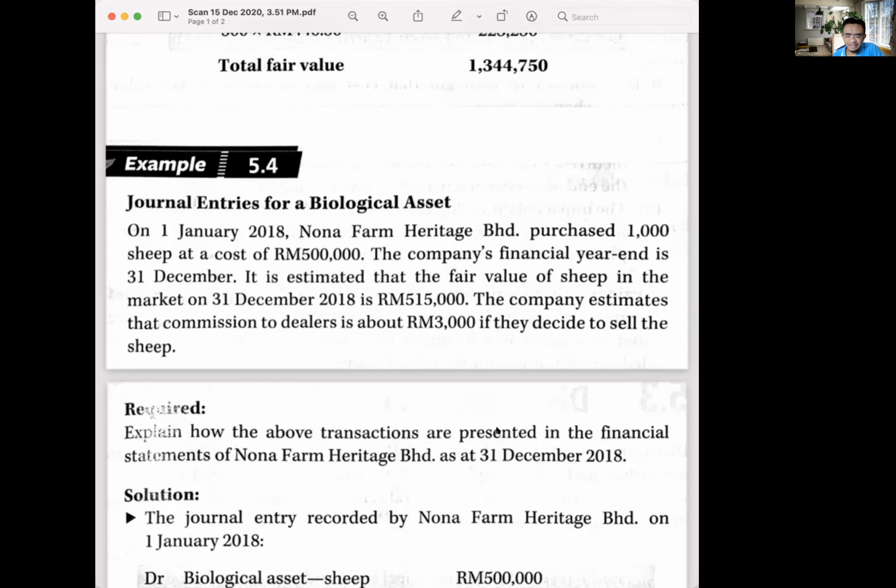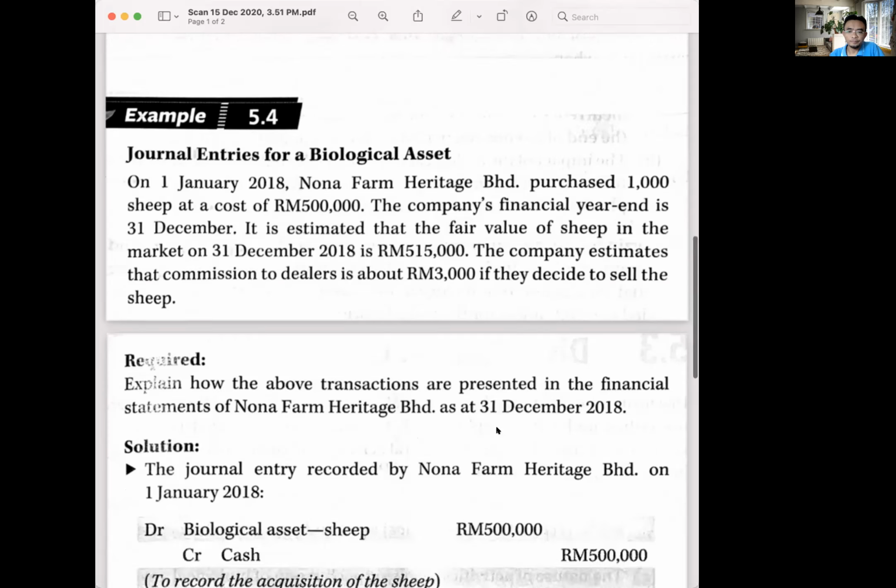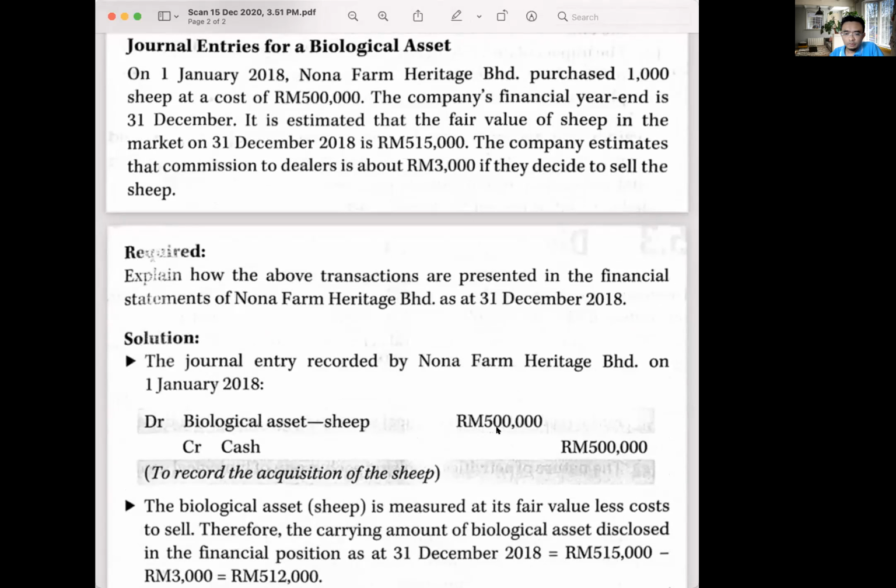When we talk about agriculture produce, it should not be debited into biological asset. It should be debited into the inventory account lah. It is an inventory. All right. We come back to the slides.